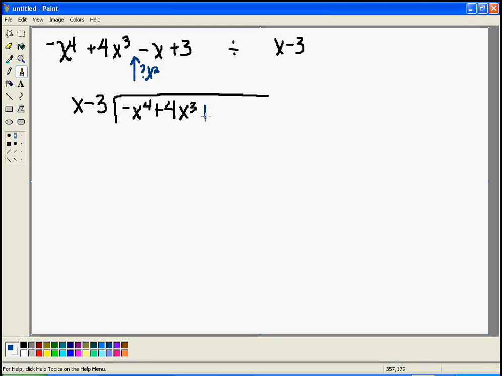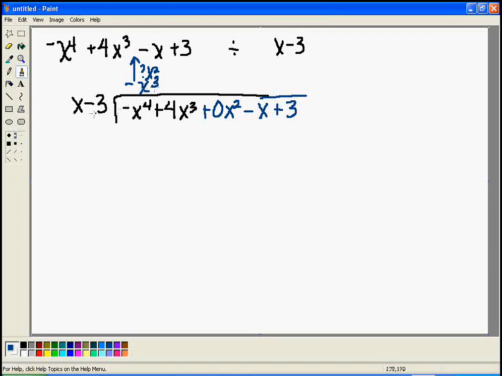Alright, so what I'm going to do is actually add it in but put a 0 out front. And I want to do that to keep this as a placeholder, otherwise I may mess up, okay? And you'll see that more clearly as we go on, okay? Alright, so remember my first step is what times x is going to give me minus x to the fourth. That's going to be minus x cubed.